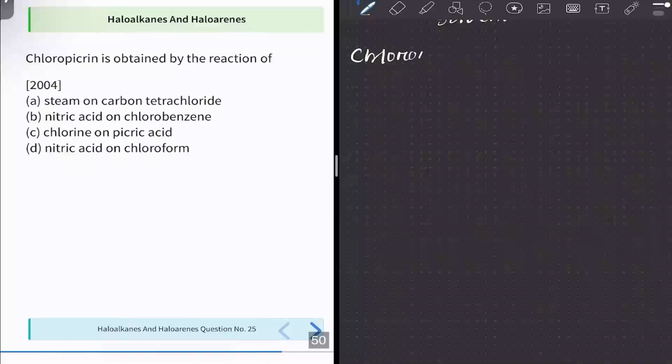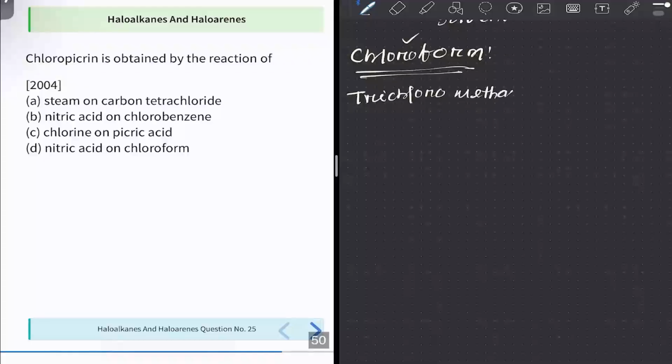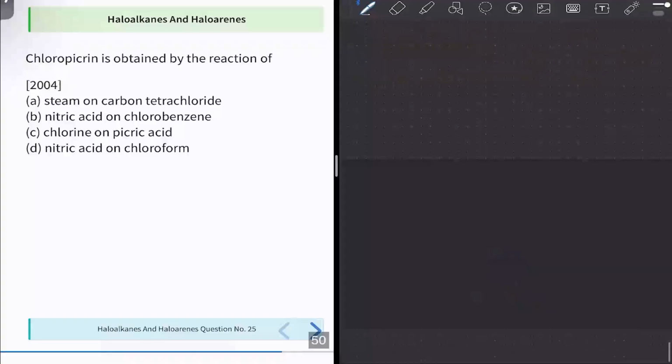You might have heard of chloroform very often. In movies, when we have to sedate someone, we use chloroform. So what is the chemical name? Trichloromethane. The structure will be CCl, Cl, Cl, H. Okay, so what are the uses and the properties?